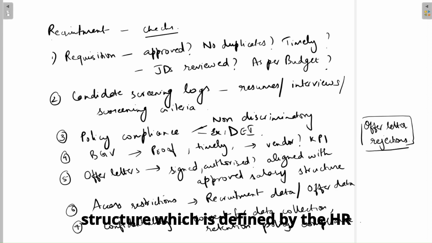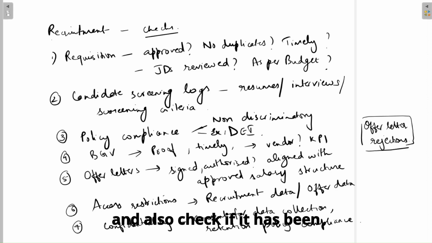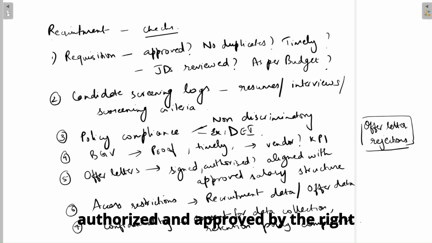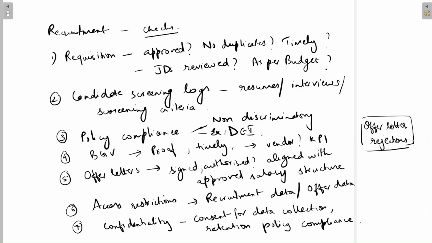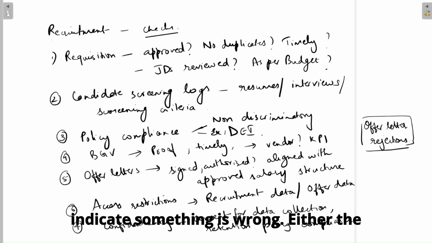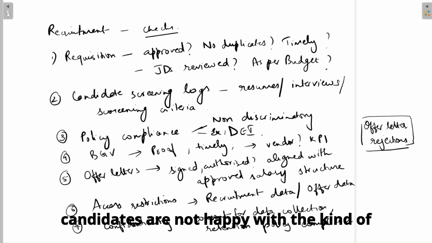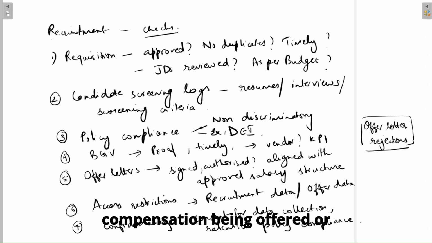Now next, with regards to offer letters, you can check whether the compensations in the offer are in line with the salary structure which is defined by the HR, and also check if it has been authorized and approved by the right personnel. For any organization, a rate of high offer letter rejections could indicate something is wrong. Either the candidates are not happy with the kind of compensation being offered, or it could also indicate inefficiency in the way the recruitment is being conducted.